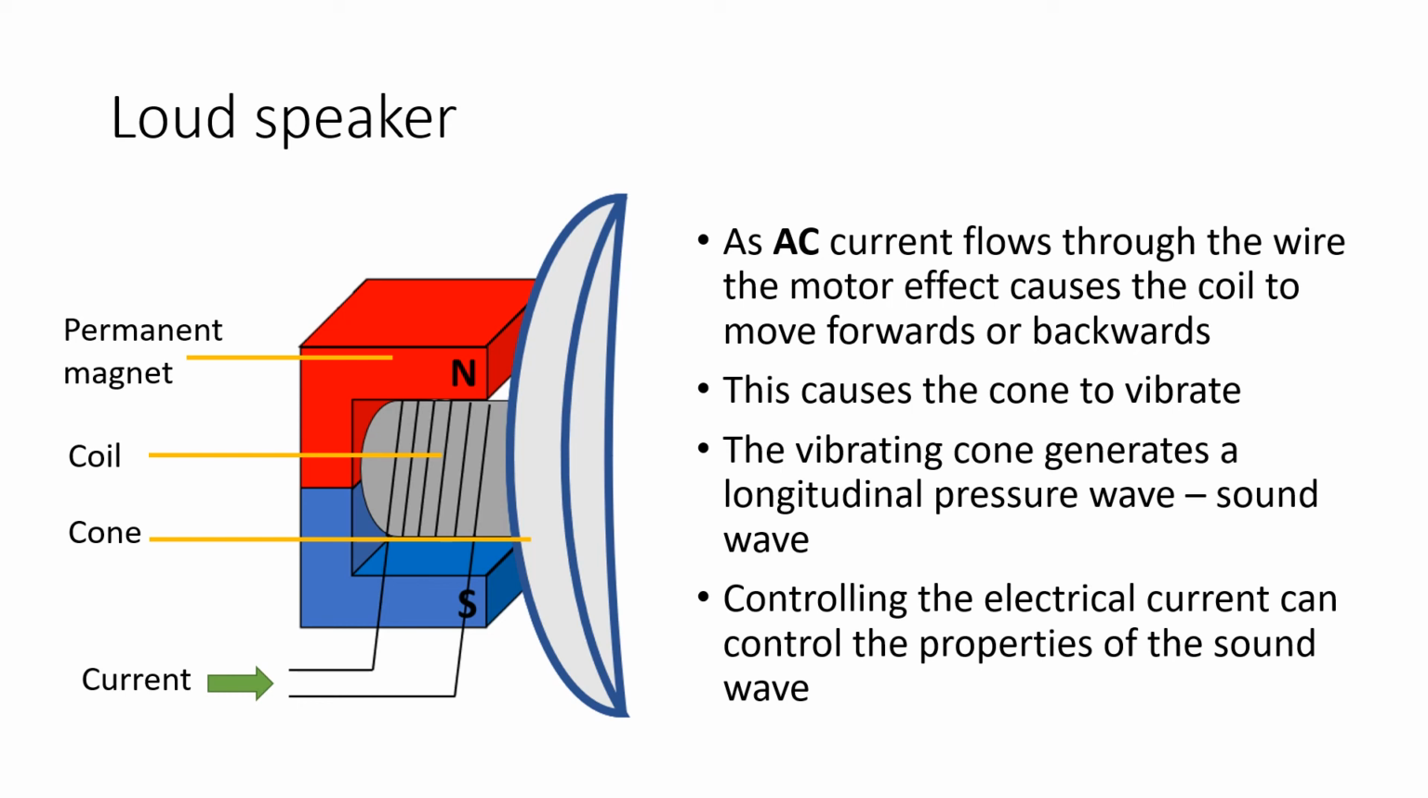When we get it to vibrate back and forward, we generate what's called a longitudinal pressure wave, also known as a sound wave. And as a consequence, we can control how much current goes through the coil, and the amount of current going through the coil and the direction that it goes through the coil and how often it changes direction through the coil will determine what kind of sounds and pressure waves we are generating from that particular speaker.